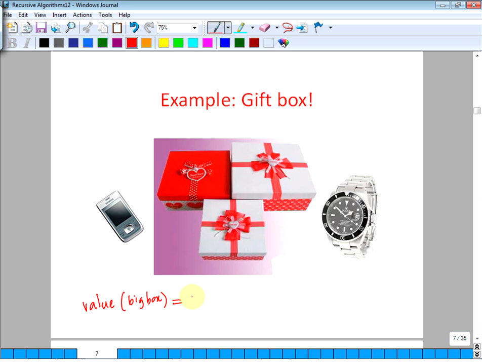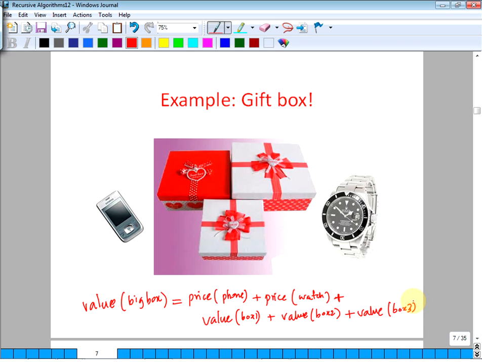Let's do the simpler portions first. The price of the phone, price of the watch, right? And what about the other ones? Well, we don't know what's in it, right? Since we don't know what's in it, we can try to use the same function value. So let's call these box 1, box 2, box 3. We can write it as value of box 1, value of box 2, value of box 3.